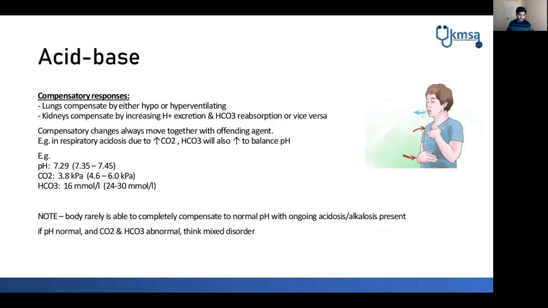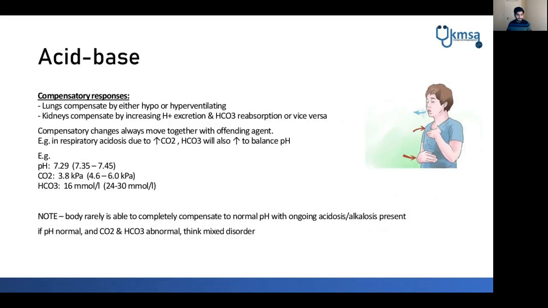What I mean by that is that, for example, if there's a respiratory acidosis because of too much CO2, the kidneys will compensate by also increasing the bicarb. So the compensation will always move in the same way if it's just a simple primary disorder. For example, we see here that someone's pH on an ABG is 7.29, so that's low.